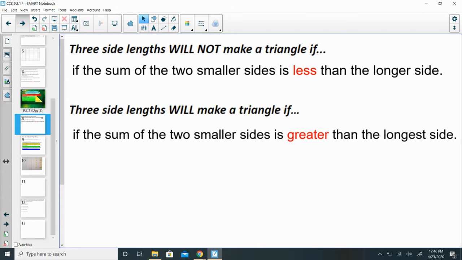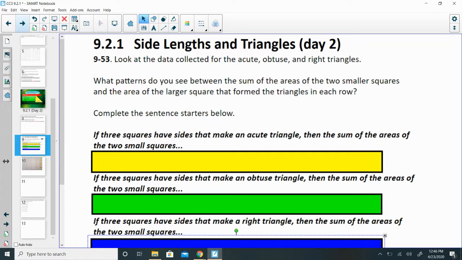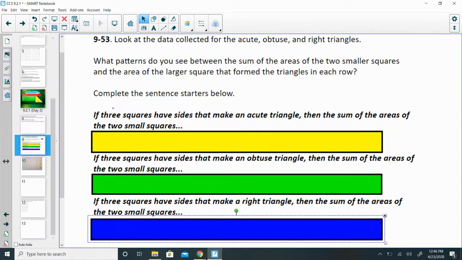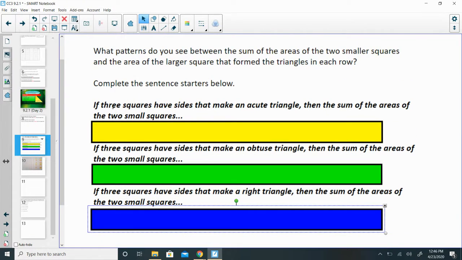This is what we're going to answer today. Side lengths and triangles, day 2. Look at the data you collected for acute, obtuse, and right triangles. What patterns do you see between the sum of the areas of the two smaller squares and the area of the larger square that form the triangle in each row? Now, here's a key thing. It does say the sum of the areas. The previous thing was the side lengths. This is talking about the area of the two smaller squares and the area of the larger square.